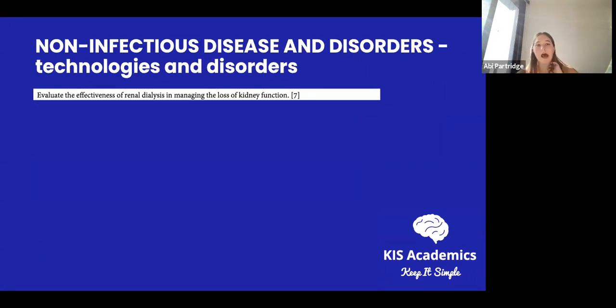So it's 7 marks, and you want to go into evaluate the effectiveness of renal dialysis in managing the loss of kidney function.